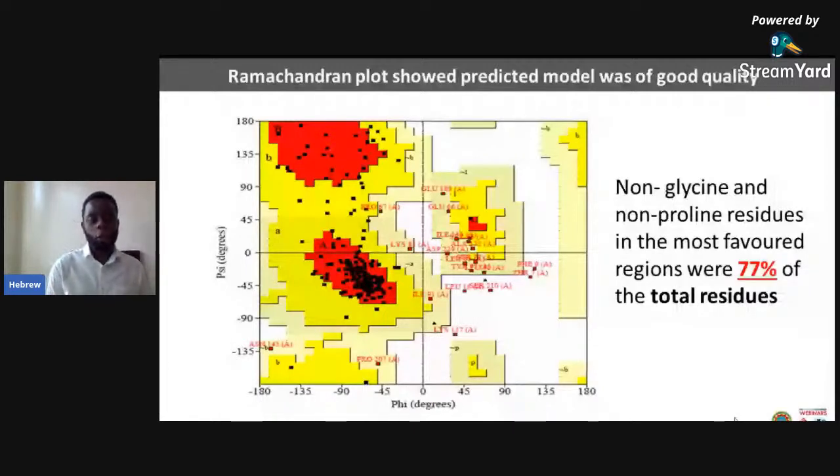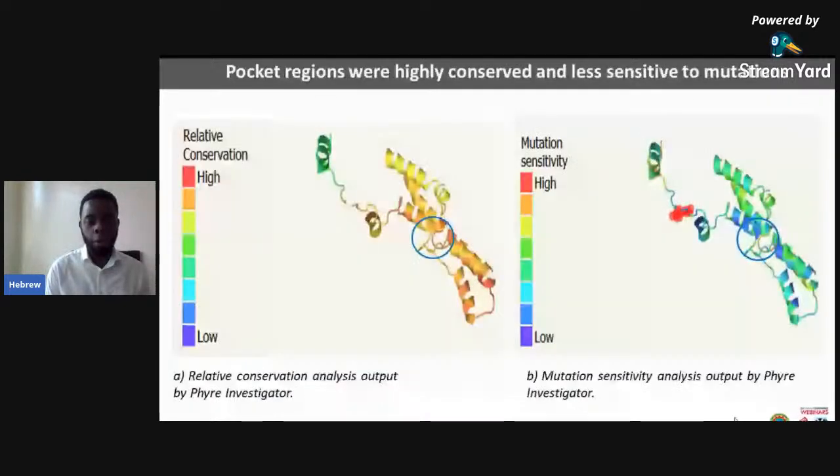So just to talk about the pocket regions of the ligand-binding sites that we found, I think of interest for us was two features: whether these sites are conserved and whether they are sensitive to mutations. I'm going to start with whether they are conserved. As you can see, we were able to get a scale from FIRE showing color annotations from the lowest conserved regions to the highest conserved regions, that is from purple to red, if I'm not wrong.